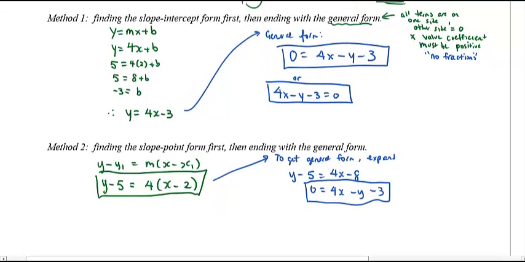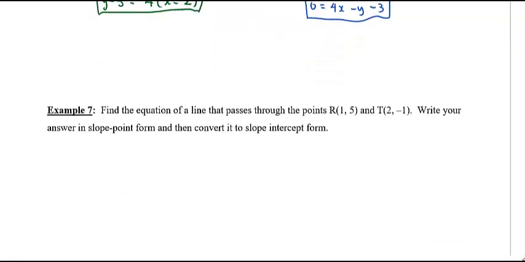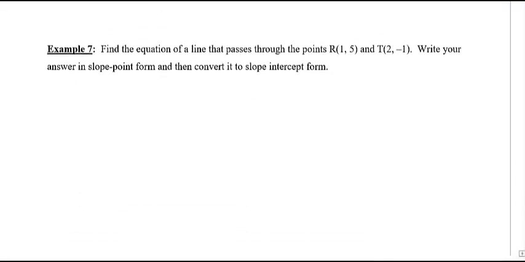So, can you try this one? Find the equation of a line. It passes through these 2 points. And then I said, write your answer in slope point form first, and then convert it into slope intercept form. Okay, and then if I really wanted to, I can also ask you to convert to general form. Just for some fun.